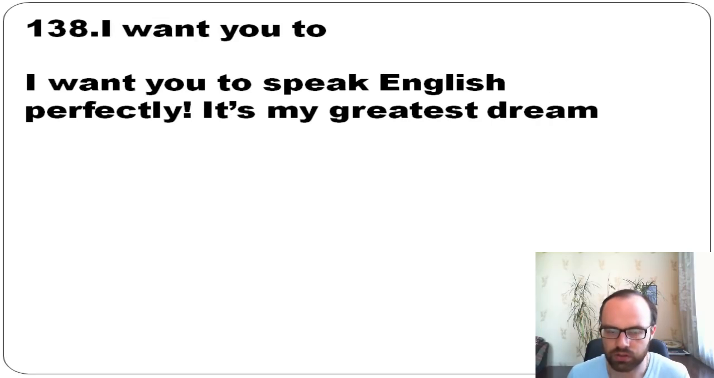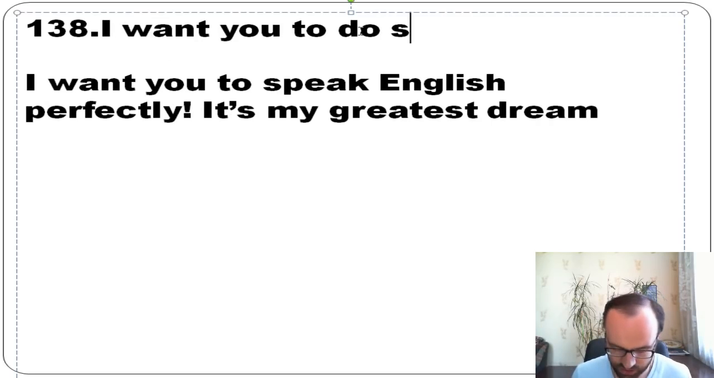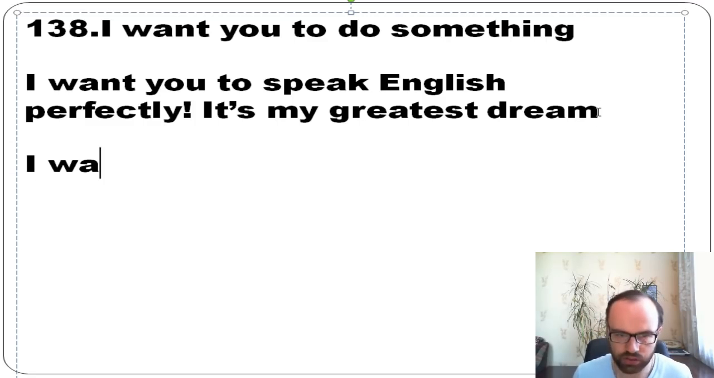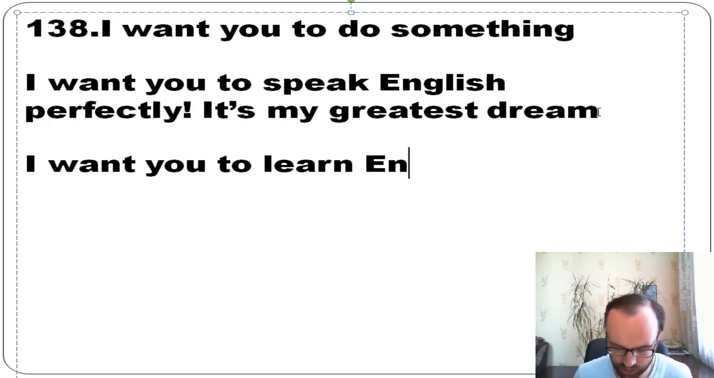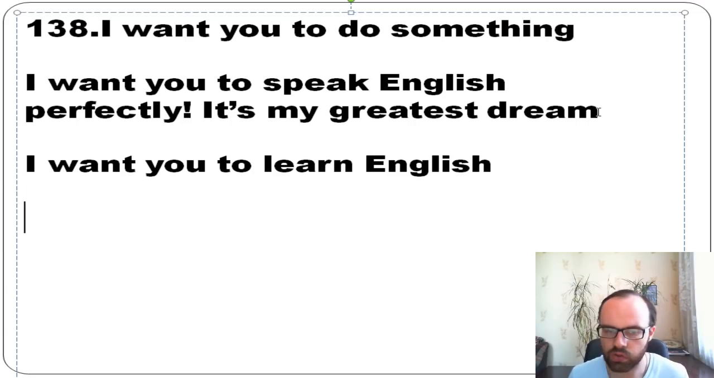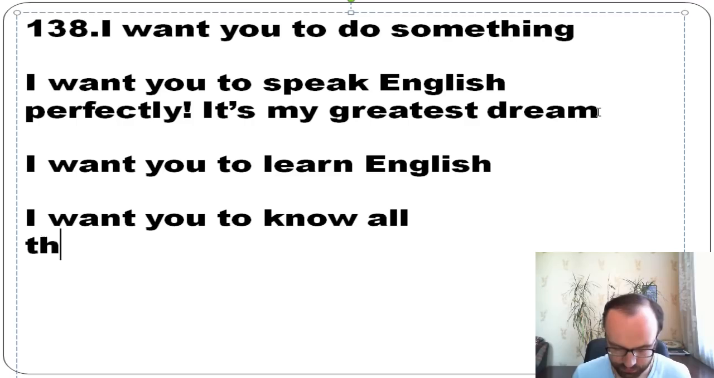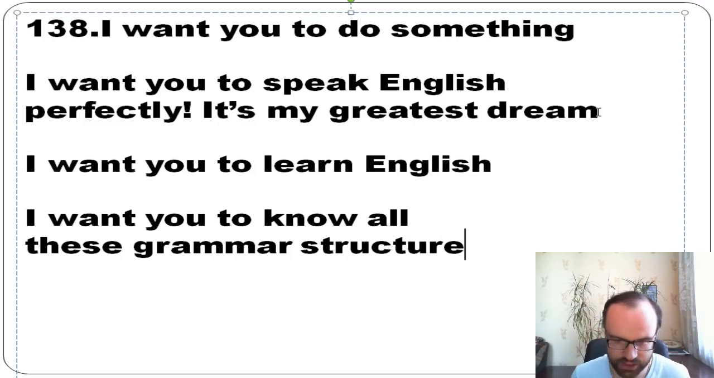Okay, I want you to do something. I want you to speak English perfectly. So it's my wish. If you speak English perfectly, I will be really happy. It's my greatest dream. I want you to learn English. I want you to know all these grammar structures.